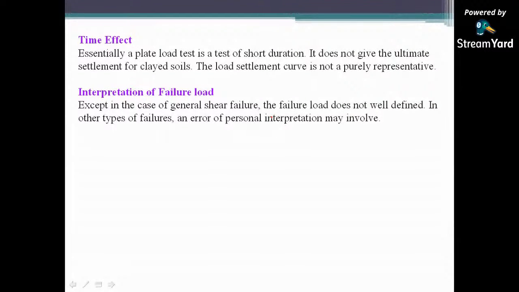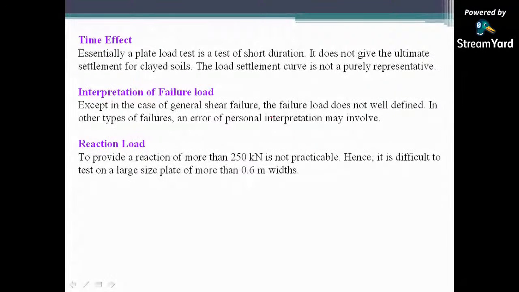Except in the case of general shear failure, the failure load is not well defined. In other types of failure, an error of personal interpretation may be involved. Providing a reaction load of more than 250 kilonewton is not practicable. Hence, it is difficult to test on a large plate of more than 0.6 meter width.